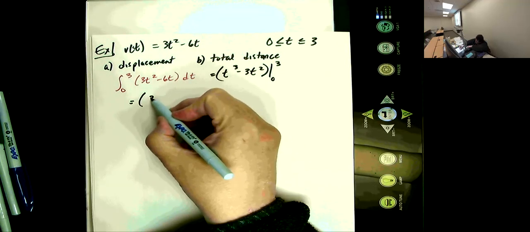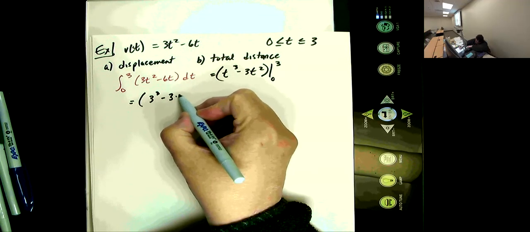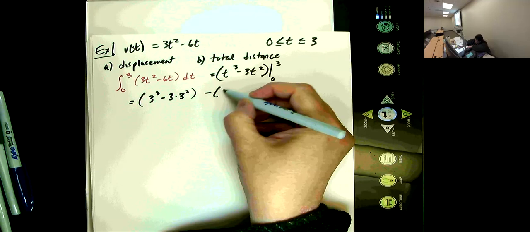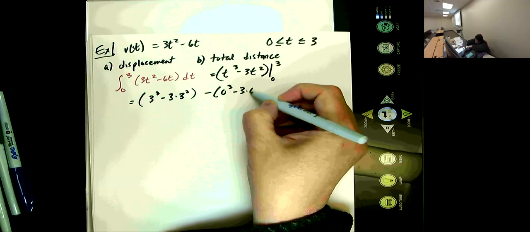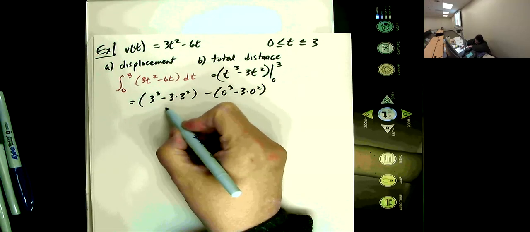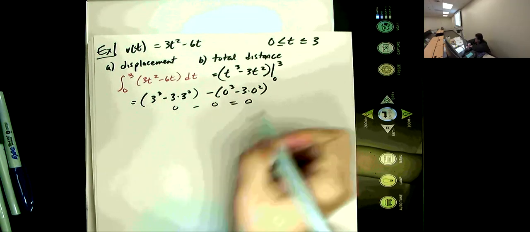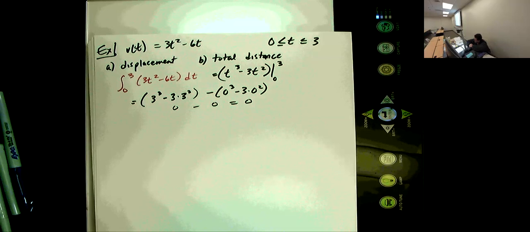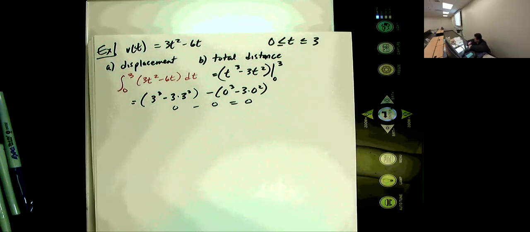So we have 3 cubed minus 3 times 3 squared, minus 0 cubed minus 3 times 0 squared. That's 27 minus 27, which is 0, minus 0 is 0. Doesn't look like it's moved. We don't have a velocity, because it's net displacement. It's moved, but it came right back to where it started, which means part of the time this was positive, and part of the time this was negative.